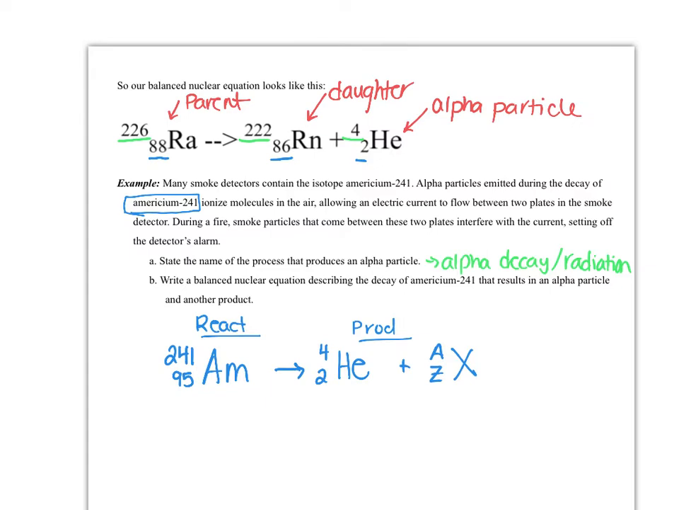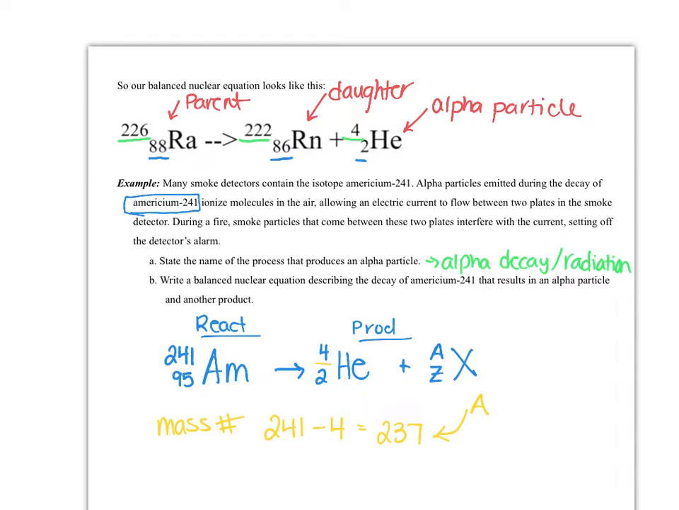So from here, let's start with the mass number. So the numbers on top. So we'll start with our 241. So we'll take 241 and subtract the 4 from helium, and we get 237. So that is the mass number for our daughter element. So that represents A.